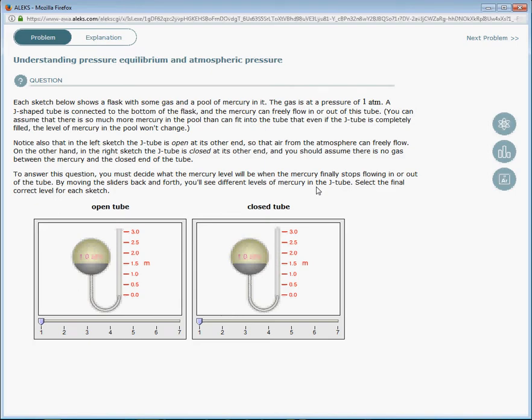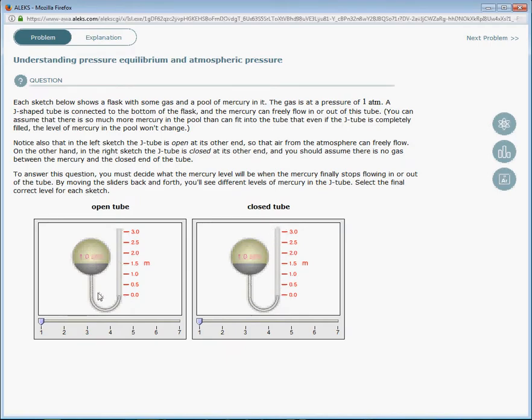In this question, we're asked to show what happens in a J-tube in two separate examples. In one case, we have an open tube, and in one case, we have a closed tube. And these are different, because in this case, this surface of mercury is experiencing 1 atmosphere of pressure, and this surface of mercury is experiencing 1 atmosphere of pressure. In the closed tube example, this surface of mercury is experiencing 1 atmosphere of pressure, while this surface of mercury is experiencing a vacuum, or no gas pressure.